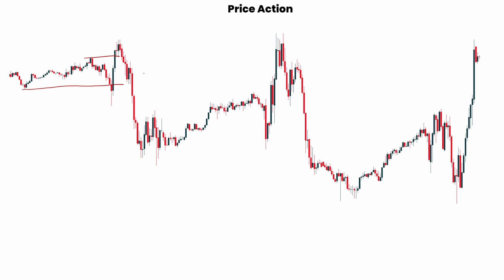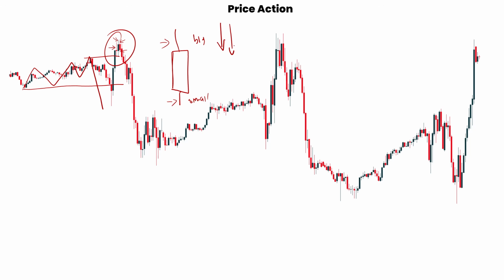We have some rejections. You can see price was just playing around, and the market was still deciding. This one is a decision candle, and then we have another bullish candle here. But this one, if you look closely, has a lower wick. This one here is lower than this one. This one is big, this one is small. So that means they are pushing the market to the downside.